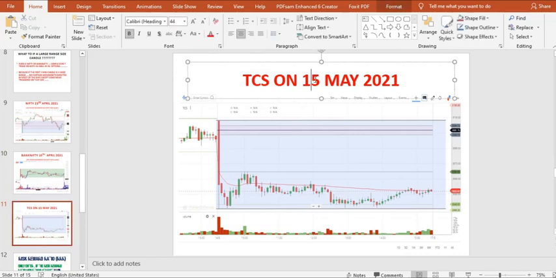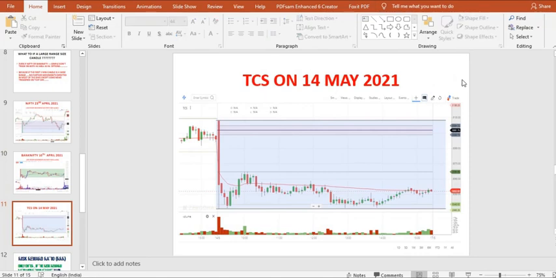This is an example on TCS on 14th May. Sorry, not 15th May, 14th May. Today is only the 15th. Yesterday's TCS chart had a wild move on the first 5-minute candle. Nothing can be done.